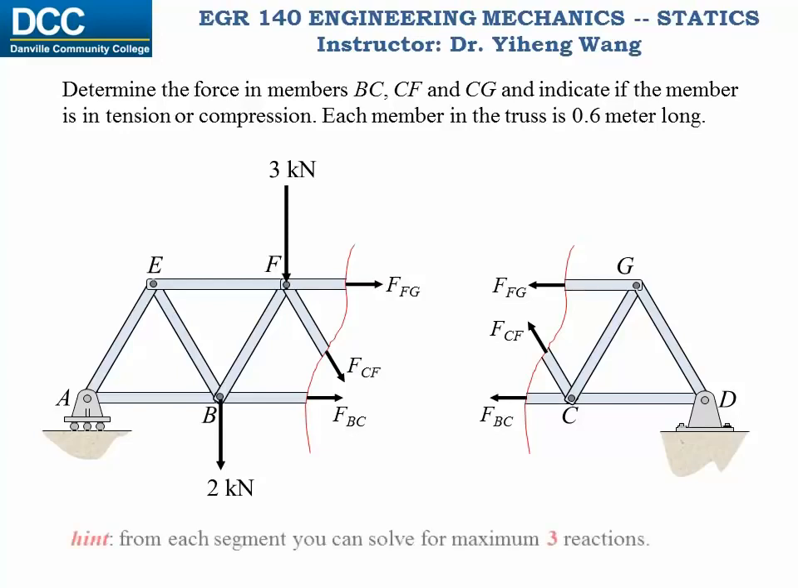Don't forget, we can only solve for 3 unknowns using one rigid body free body diagram. Therefore, either side we choose, we need to determine the support reaction first. Now, the left segment has only one support reaction associated with a roller, while the right segment has 2 support reactions associated with a pin. So for convenience, we should pick the left segment for further analysis.